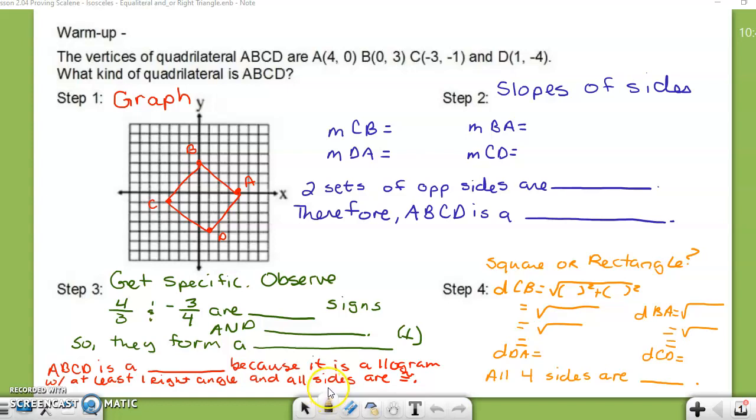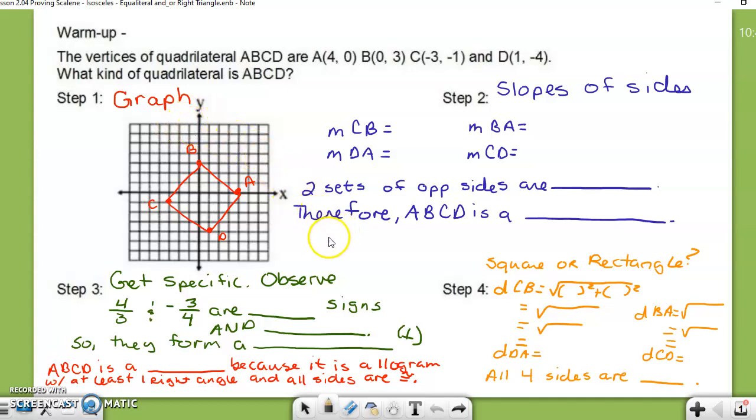Before we get going with that, let's look at our warm-up today. I've already graphed the vertices for ABCD, which is just a quadrilateral. All I know is it's got four sides at this point. So the first step was to graph this.